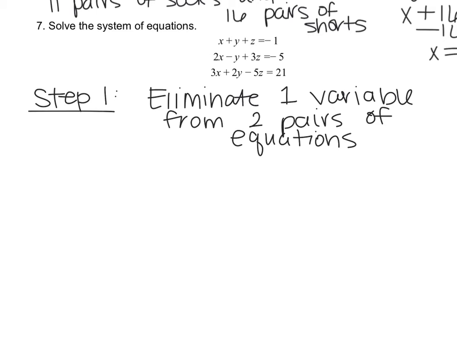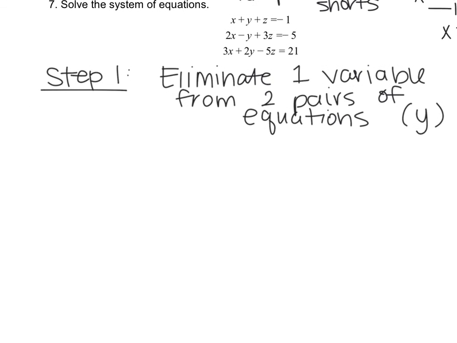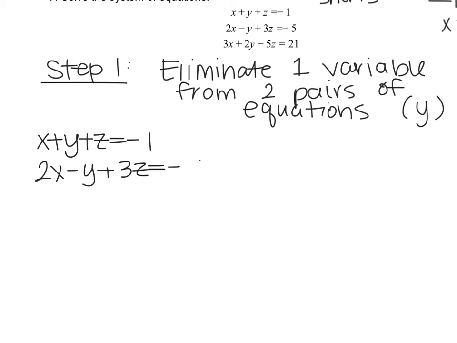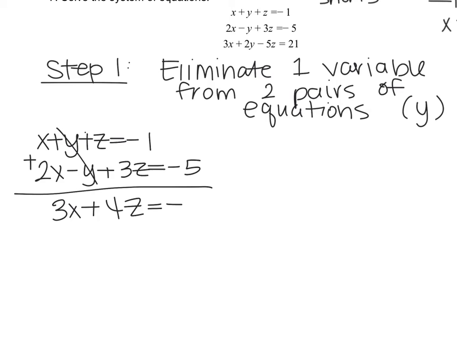In this case, the easiest variable to eliminate is going to be y. So look at the first 2 equations. I don't have to multiply by anything in order to eliminate y. And I only have to multiply once in order to eliminate using my third equation. So first I'm going to rewrite the first 2 equations. x plus y plus z equals -1, and 2x minus y plus 3z equals -5. I can now add those 2 equations together and the y's are going to cancel. So we end up with 3x plus 4z equals -6.